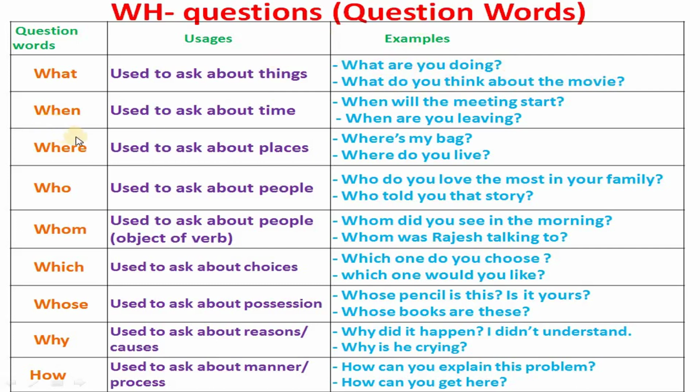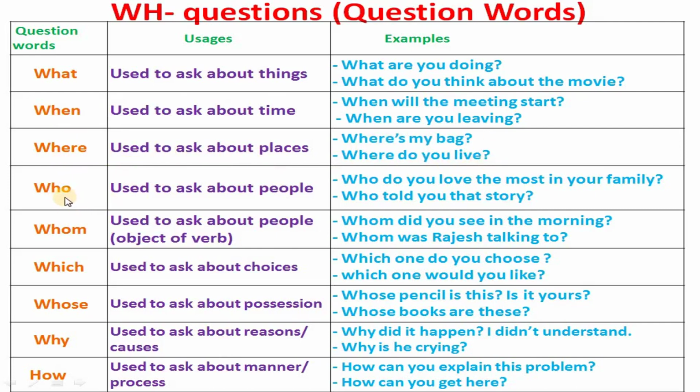Second one, when. Used to ask about time. When will the meeting start? When are you leaving? These are the examples for when. Where. It's also used to ask about places. Where's my bag? Where do you live?